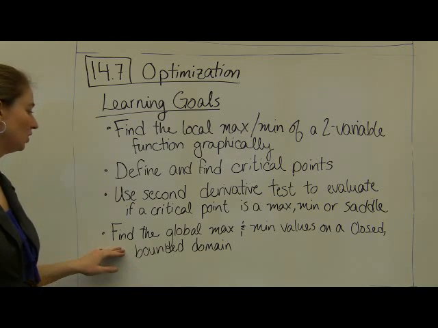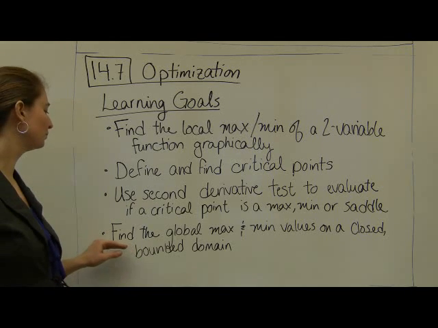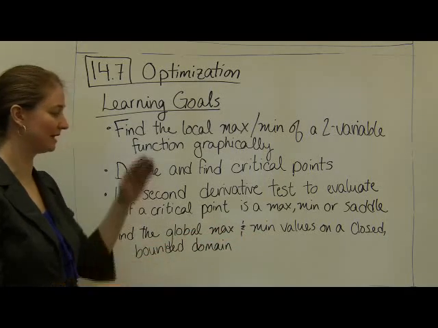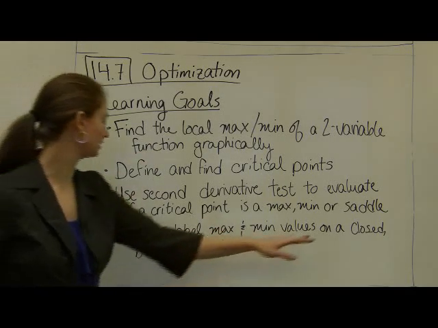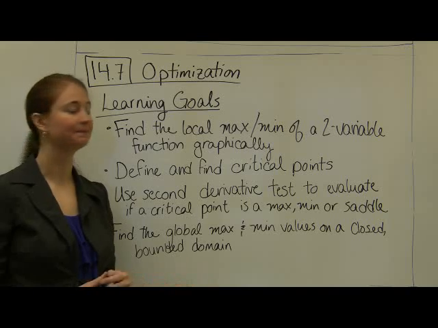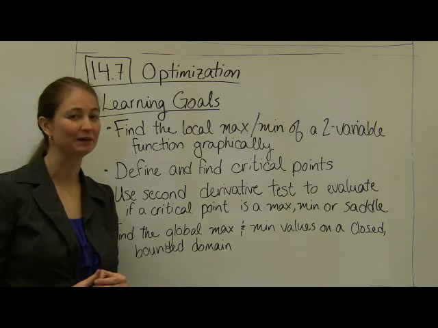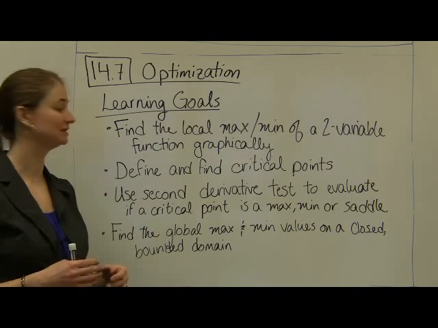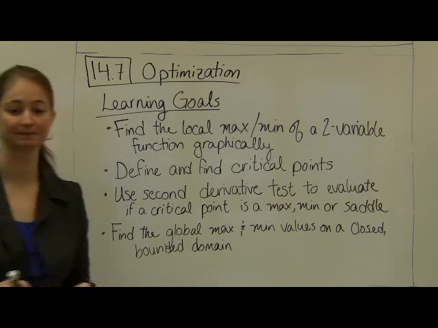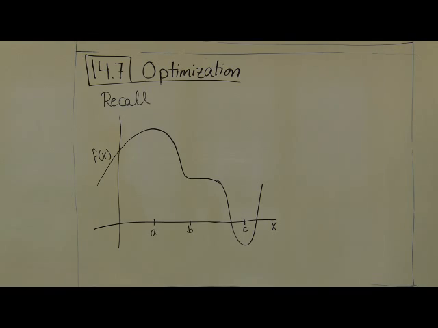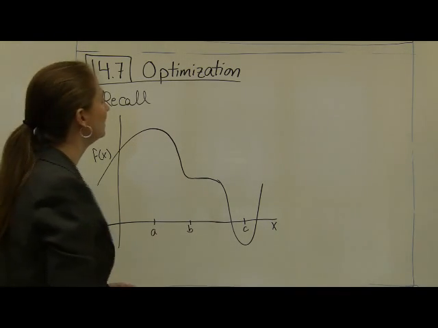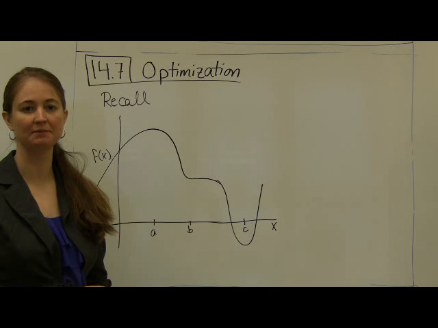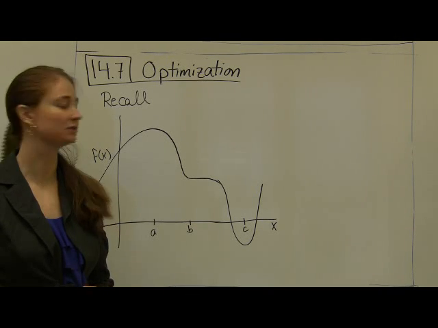And then finally, we want to be able to find the global max and min values, so the ultimate maximum and the minimum values on closed bounded domains. It's actually a lot of material, but I think it's really interesting material, and it builds really intuitively on some of the things that you've done previously in calculus. So let's look back on what we've learned about finding maximum values and minimum values from our previous calculus work.